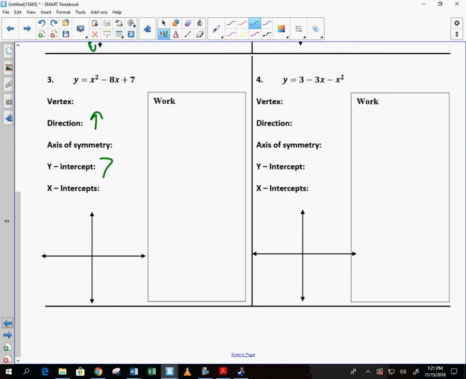The vertex, I do negative b divided by 2a. What's negative b? Divided by 2, and I get 4. What do I do with the 4 to get the y value? Plug it in. 4 squared is 16. 4 times 8 is 32 plus 7. 16 minus 32 is negative 16. Plus 7 is negative 9.